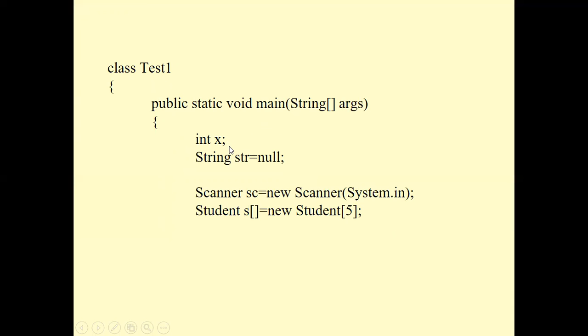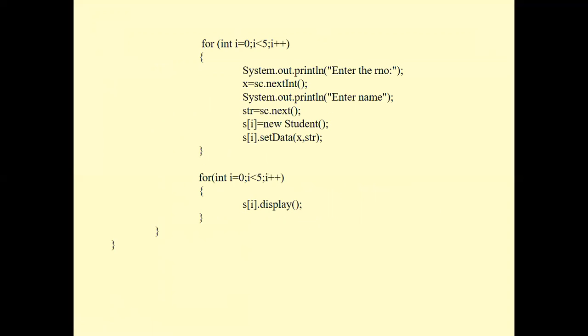Here also, two temporary variables are declared with name x and str. x is of type integer, str is of type string. As we have seen already, a Scanner class object is also created and an array of Student objects is also created. Array reference of a Student object is also created. Now, using this for loop, we are going to read, create, and store the values of 5 students.